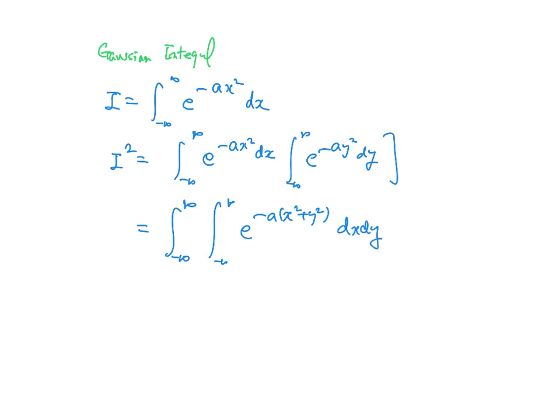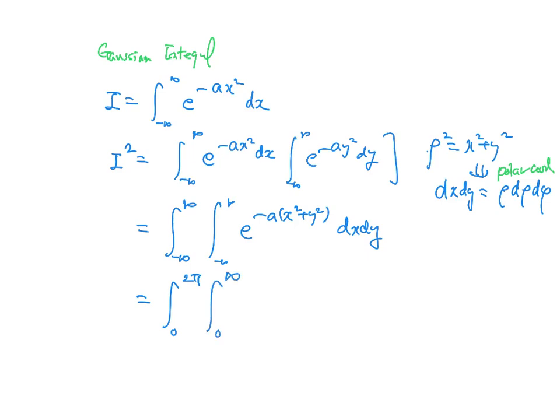We can change it into polar coordinates. Rho squared is x squared plus y squared. Then dx dy becomes rho d rho d phi, right? So into polar coordinates, it becomes something like this: 0 to 2 pi, 0 to infinity, exponential minus a rho squared, rho d rho d phi. It is 2 pi times the integral from 0 to infinity of exponential minus a rho squared, rho d rho.